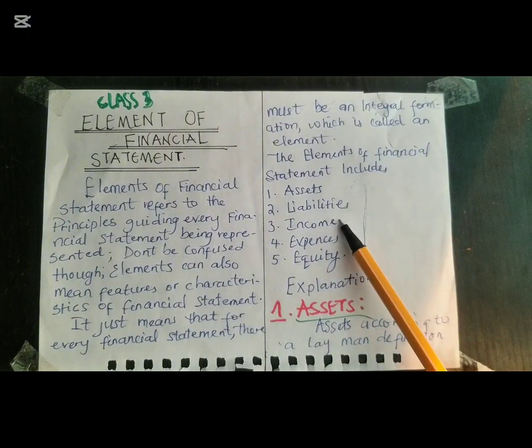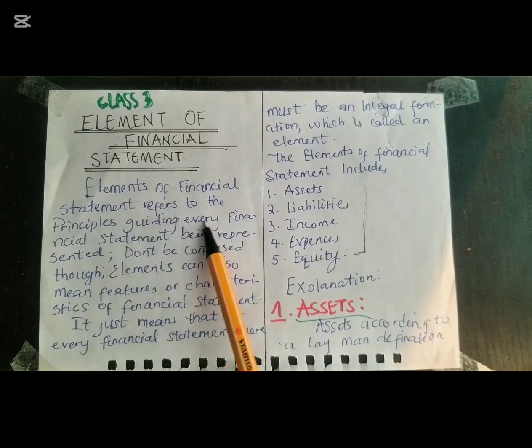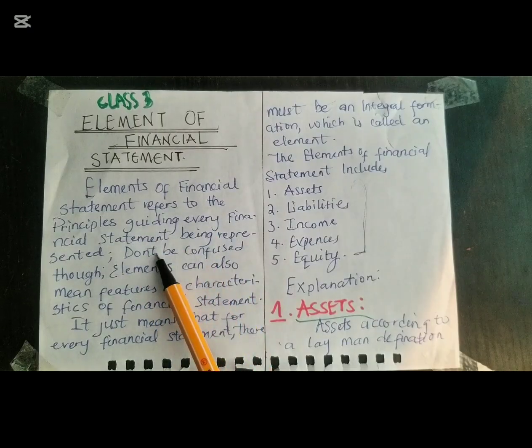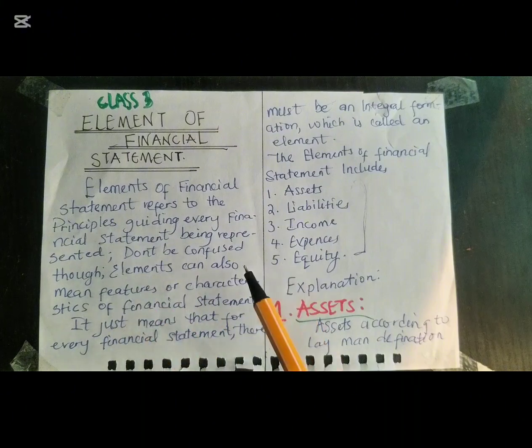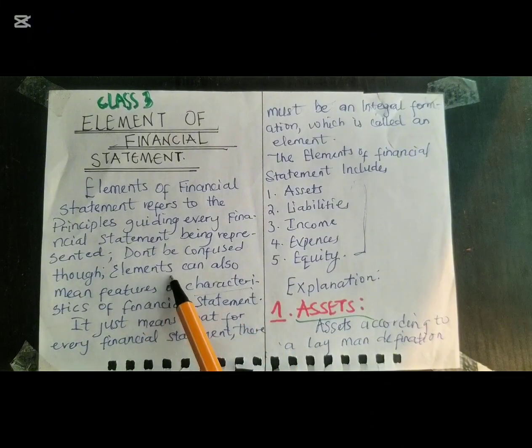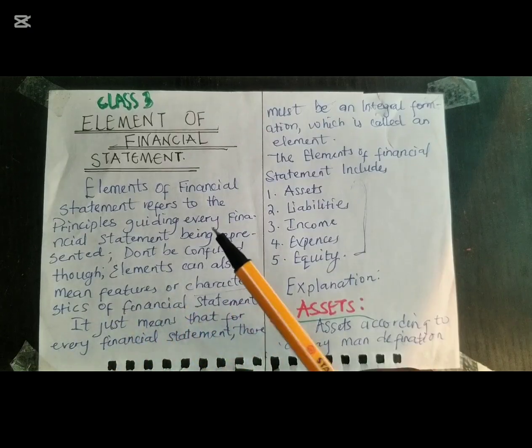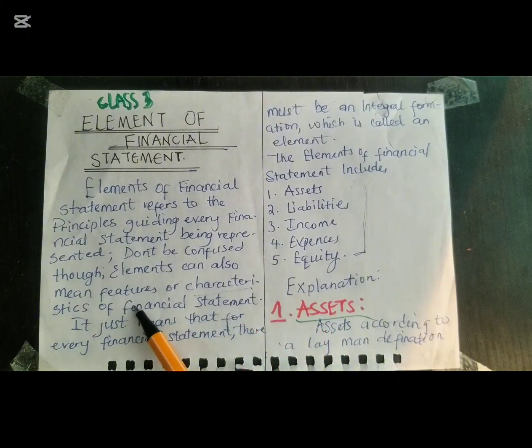Before I go to this part, elements of financial statement refers to the principles guiding every financial statement being represented. Don't be confused though. Elements can also mean features or characteristics of financial statements. The reason I'm saying this is because some lecturers use the word characteristics or features or elements. So you have to be conversant with different names. An examiner may use characteristics, your lecturer may use features, and you may know elements. So you have to know everything.